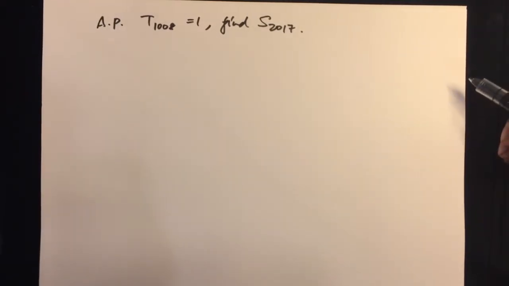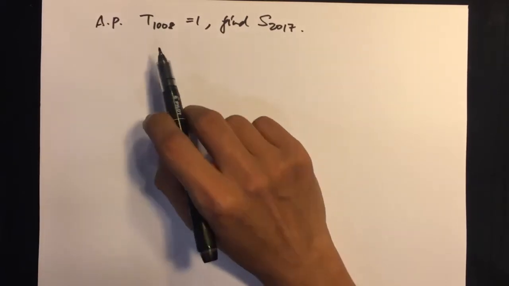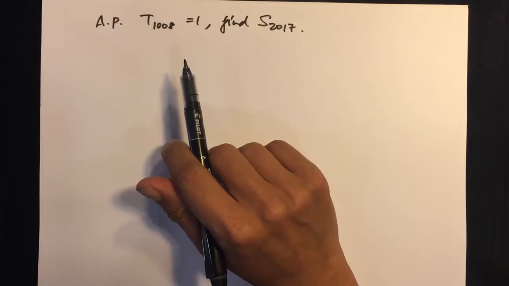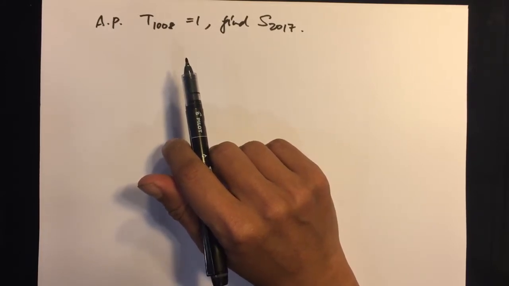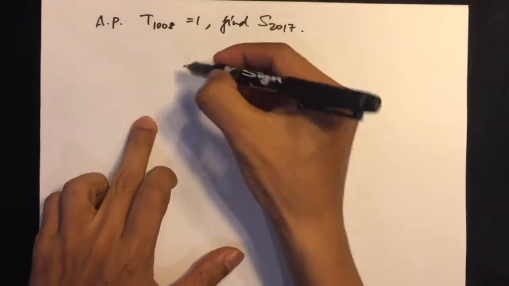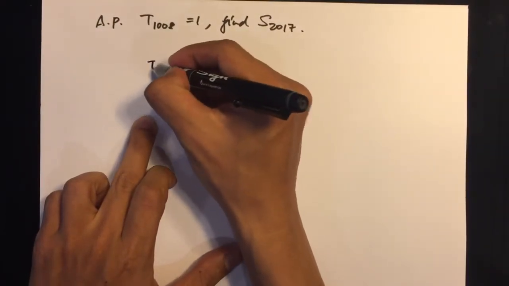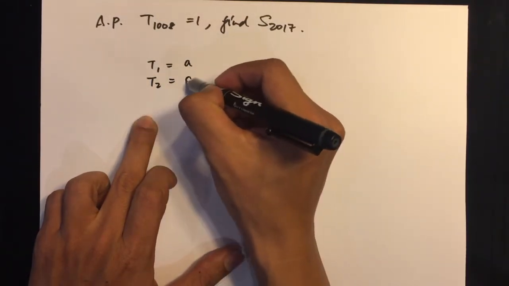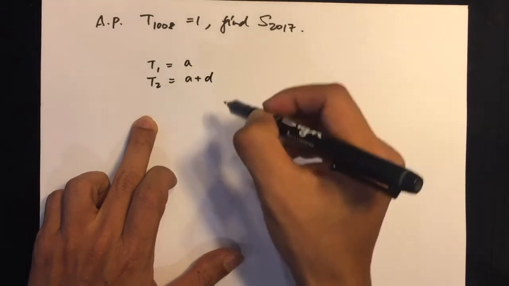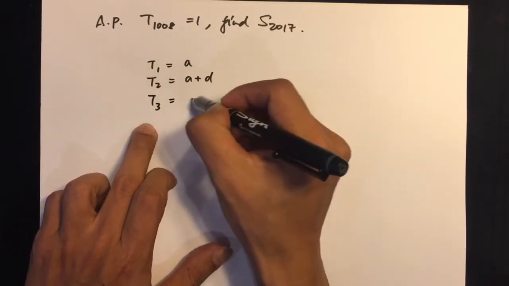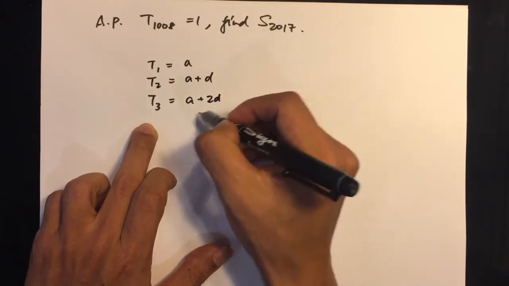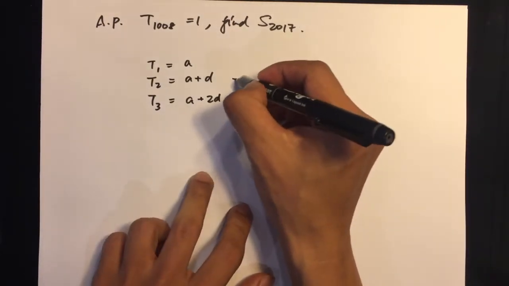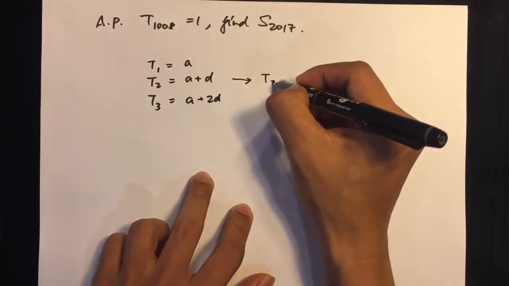Alrighty, welcome back. So the question was, in an arithmetic progression, given that the 1008th term is 1, find the sum to the 2017th term. There's a little trick involved here. As you know, arithmetic progressions are generally described as first term being a, second term being a plus the common difference, third term being a plus twice the common difference, and so on and so on.